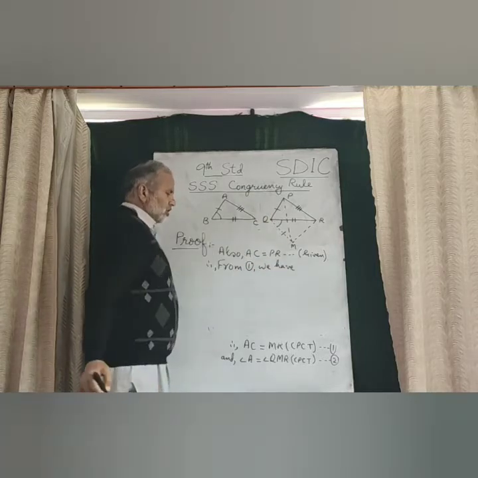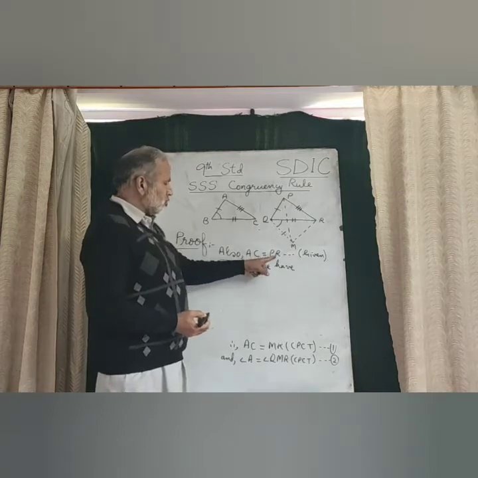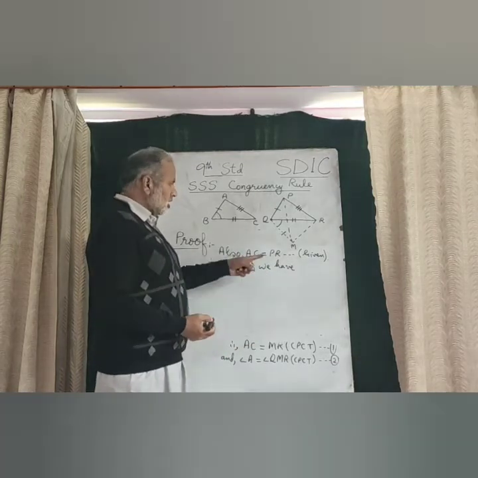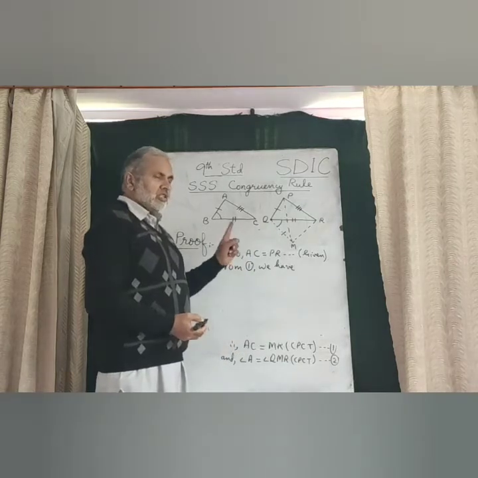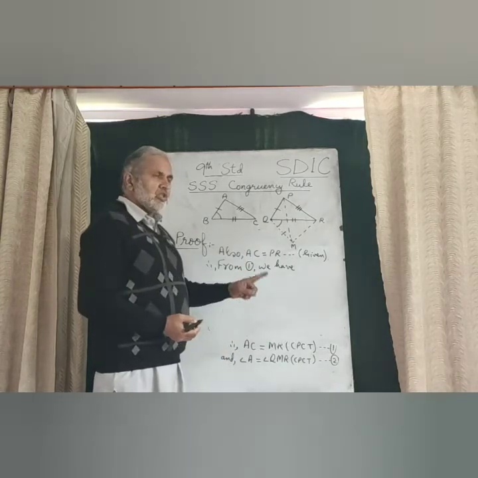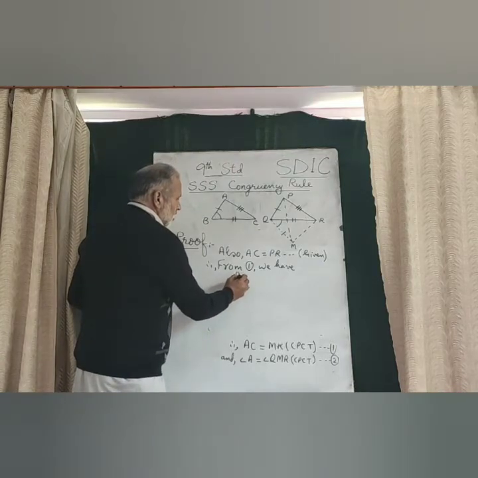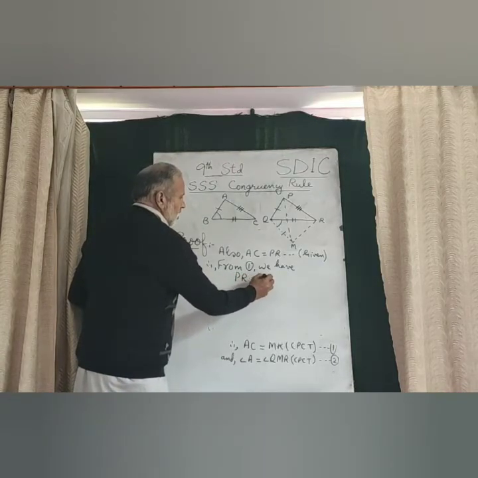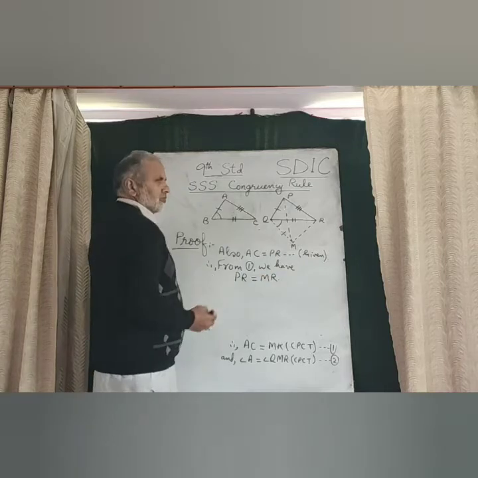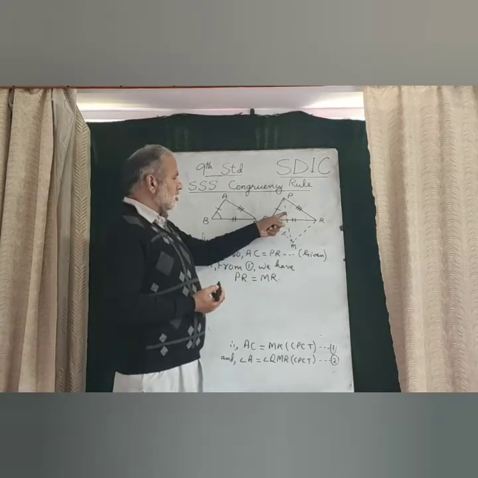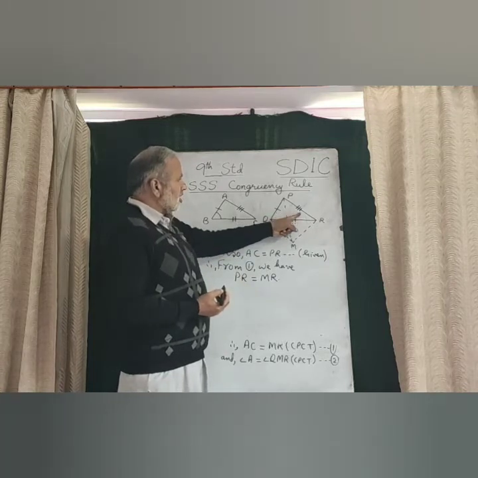What will you have according to Euclid's axiom now? AC equal to PR, AC equal to MR. AC is the same thing, equal to two things. The result says things which are equal to the same thing are equal to one another. Therefore, we'll get PR equal to MR. Consider the figure and see. PR is here, MR is here.